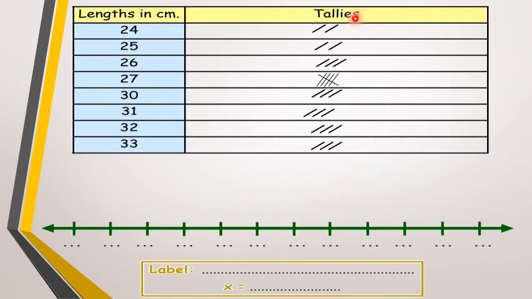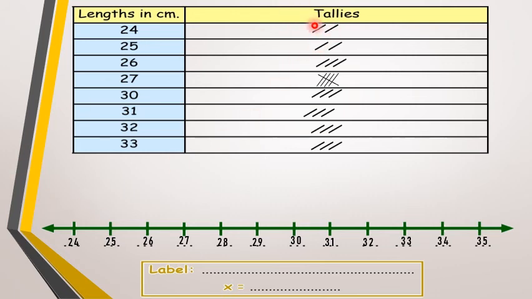Okay, after representing it with tallies, I want to represent it on the line plot. To represent it on the line plot, I will start with the smallest number, 24, 25, 26, 27, 28, 29, 30, 31, 32, 33, 34, and 35. I don't skip count in the line plot. I write the numbers starting from the smaller. And as you know, each X represents one tally because it represents one line.